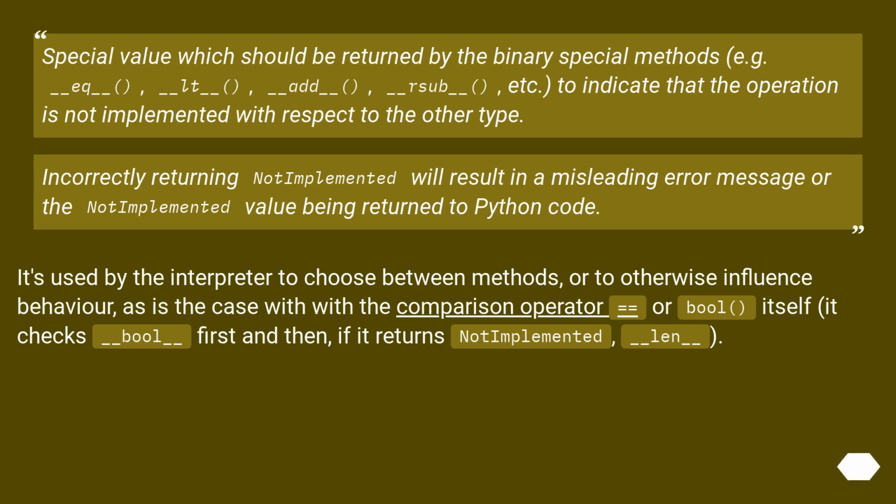It's used by the interpreter to choose between methods, or to otherwise influence behavior, as is the case with the comparison operator == or bool itself. It checks __bool__ first and then, if it returns NotImplemented, __len__.